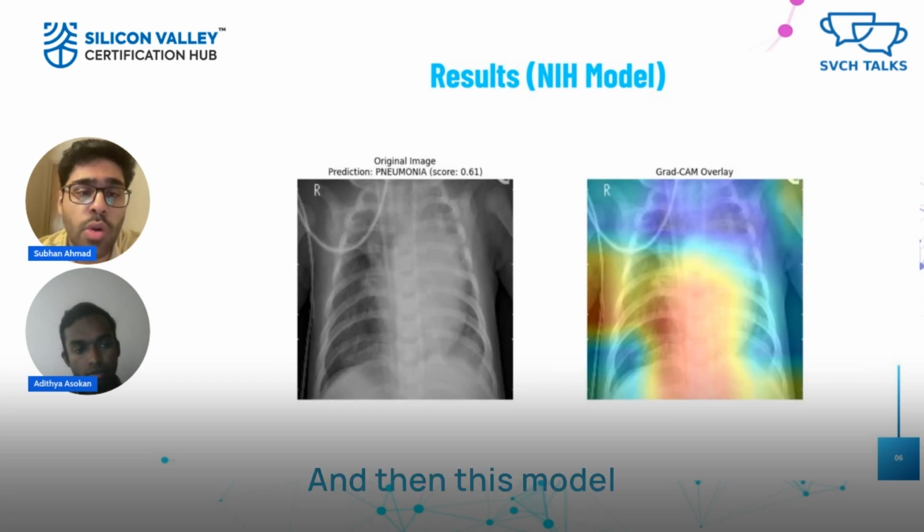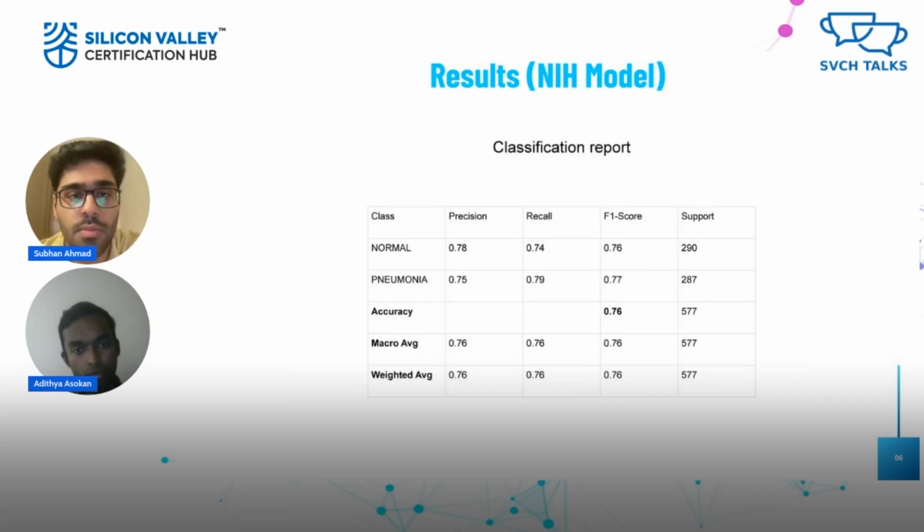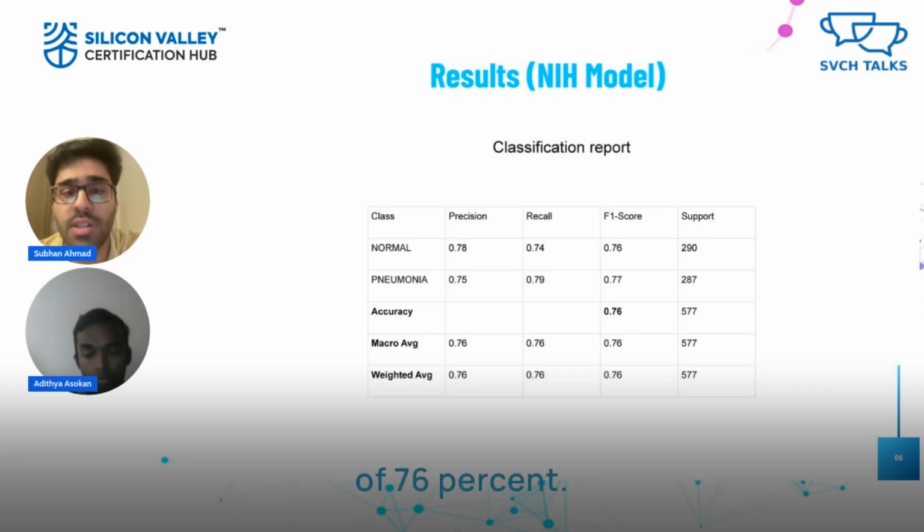And then this model was also able to identify this chest X-ray as pneumonia, and this was the Grad-CAM it showed for the reasons it classified this image as pneumonia. And the NIH model was able to achieve an accuracy of 76%.